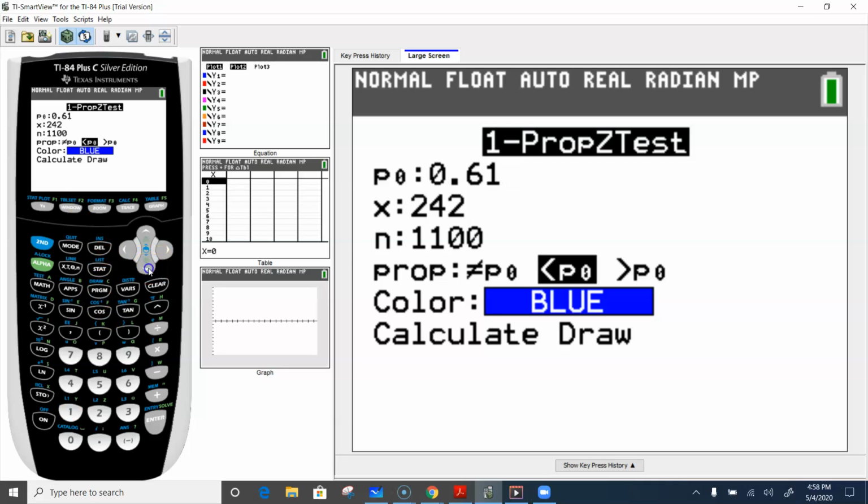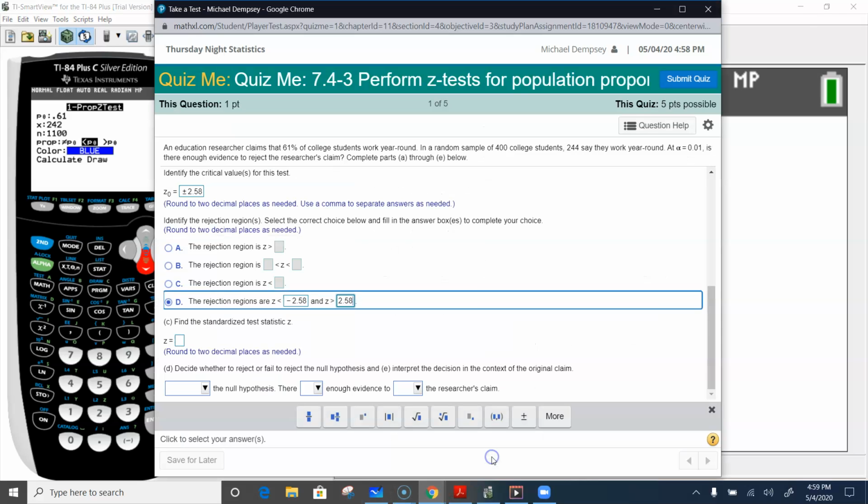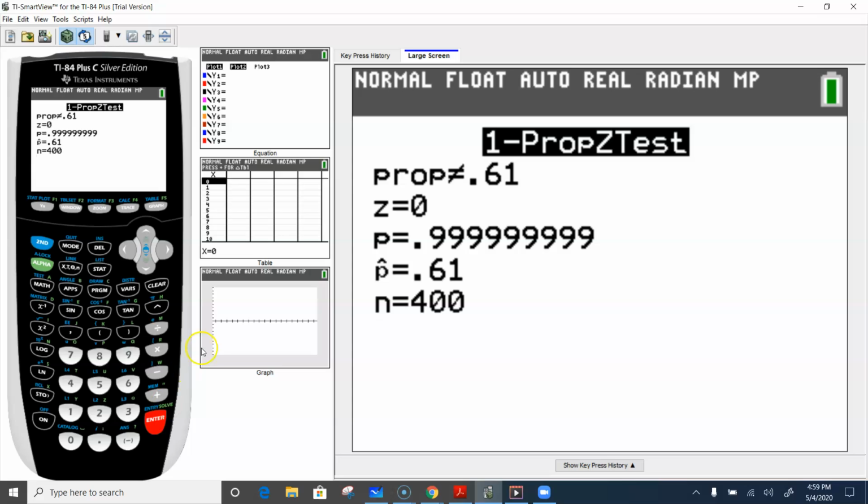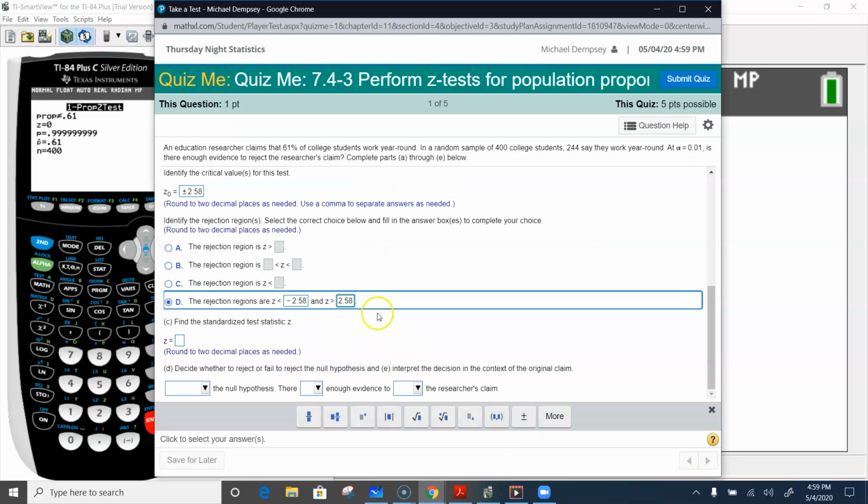It says 0.61. Having trouble typing that in for some reason. And they had 244 out of 400, so we communicate that to the calculator. This was a 2-tail test. We're simply trying to figure out if it's different from that. We get exactly 61%, so we get a z-score of 0 and a pretty high p-value. So it's not going to be significant evidence to reject that.